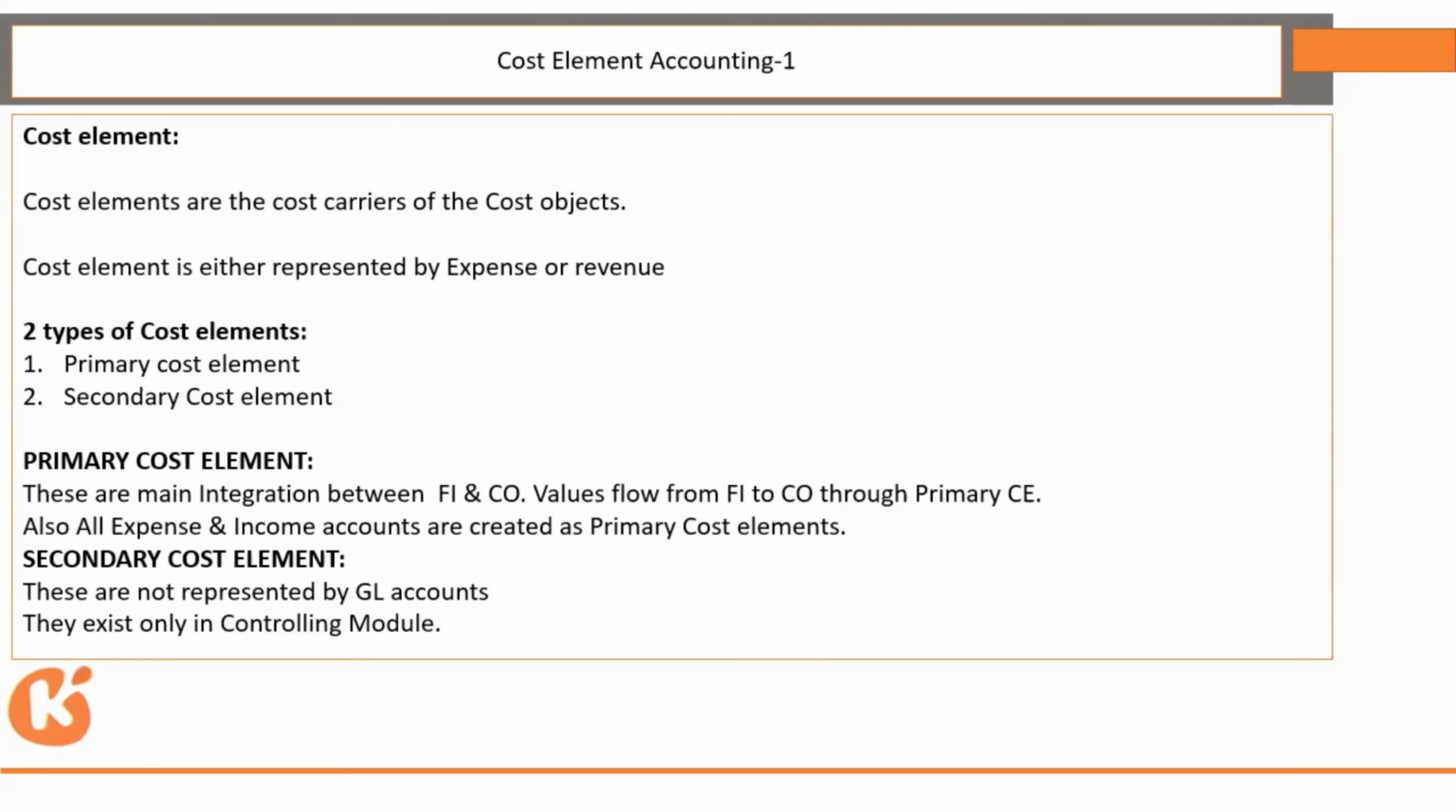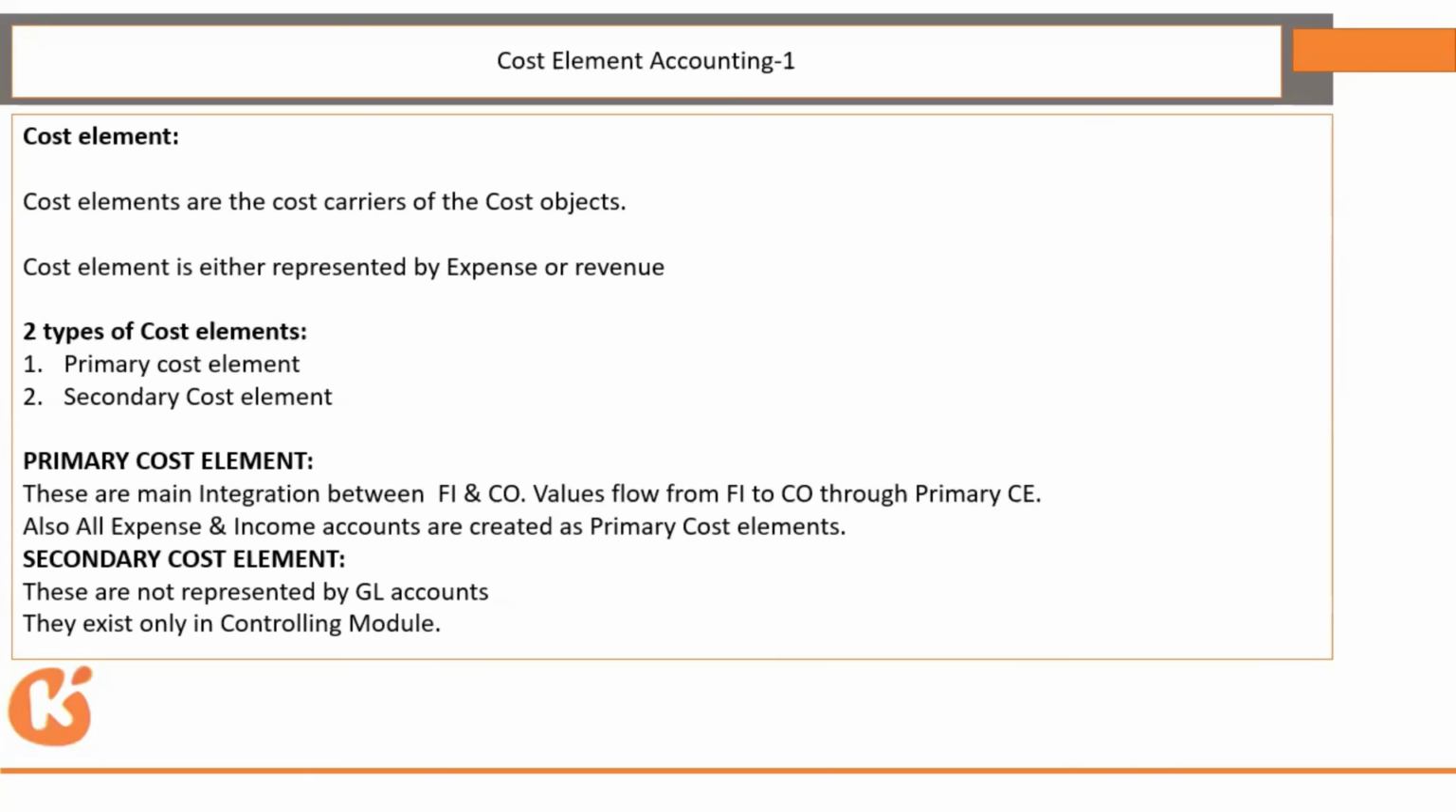So then what do you mean by secondary cost element? These cost elements, when you do the month-end activities, when you are trying to settle an internal order to any of the cost objects, at that particular point of time, you make use of a cost element that is called a secondary cost element. You use that to settle the expenses from an internal order to certain cost objects or production orders or service orders. These are the different features of a secondary cost element.